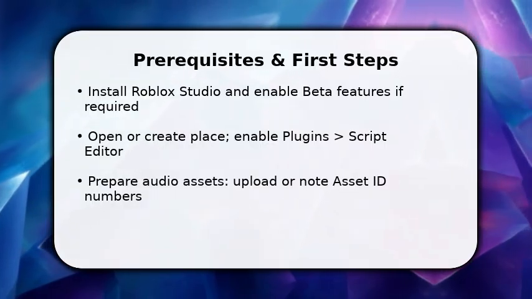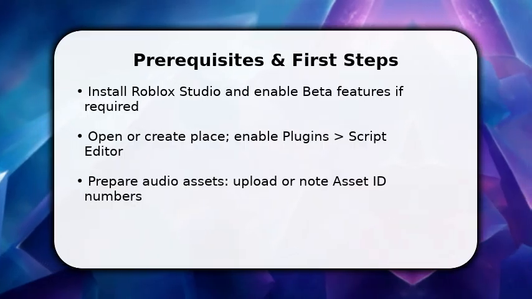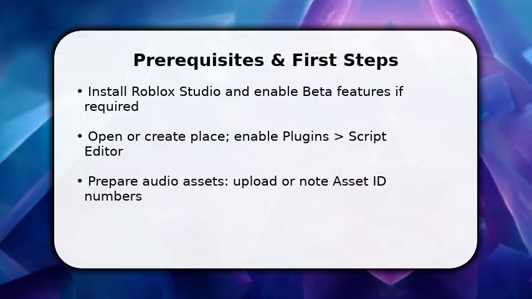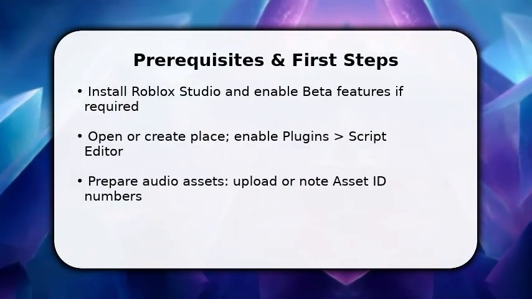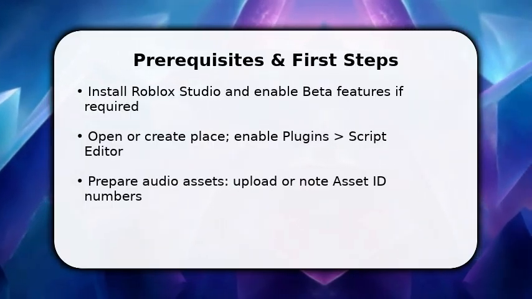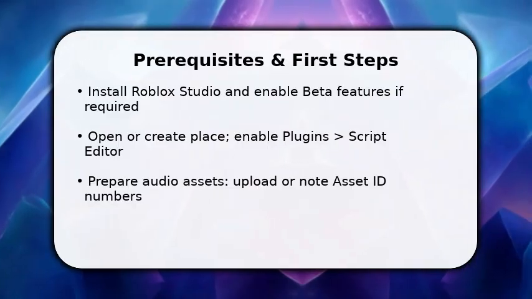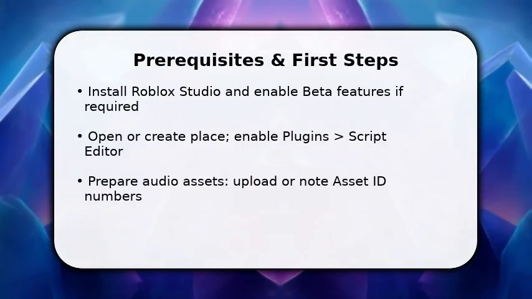Once done, paste the audio asset ID into the sound ID property, and set loop to false for clips. Make sure to save a backup place before scripting. This immediate setup gets you past friction and lets you test playback while you build the room logic.